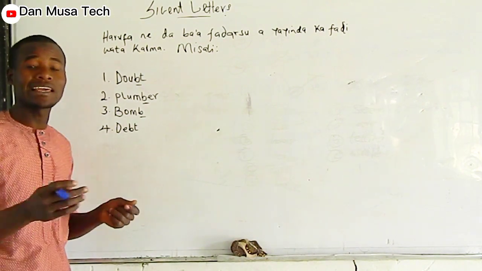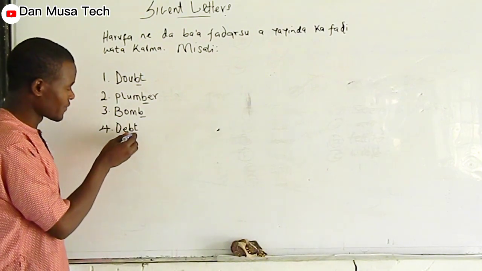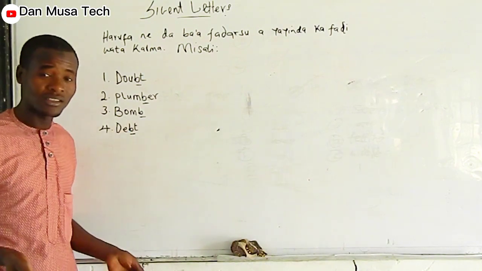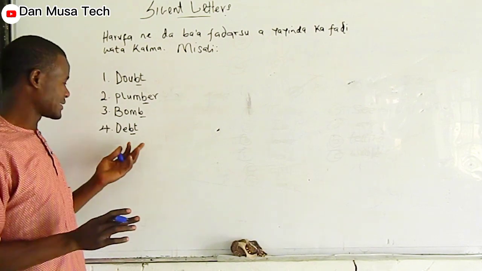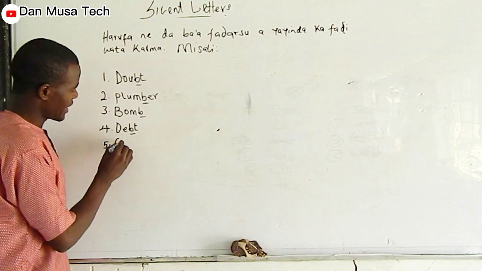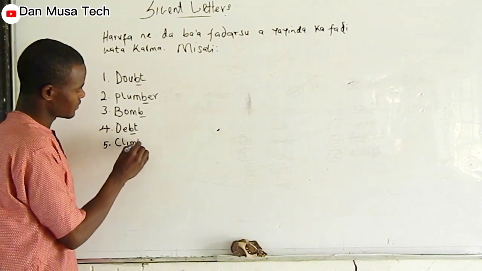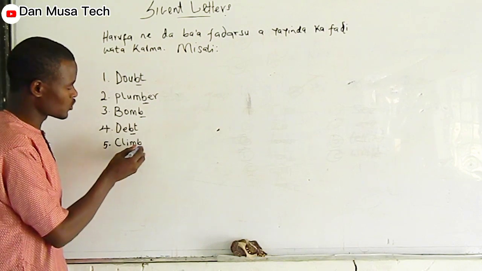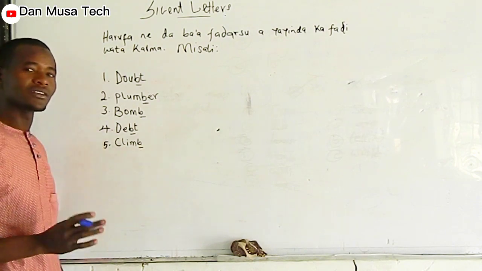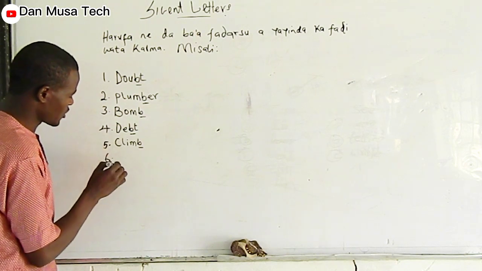Number 5, say climb. We have climb. You see, again, this B is also silent. Climb. Say crescent, number 6. Crescent.